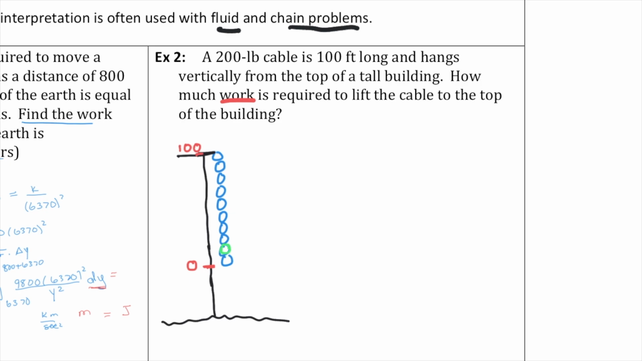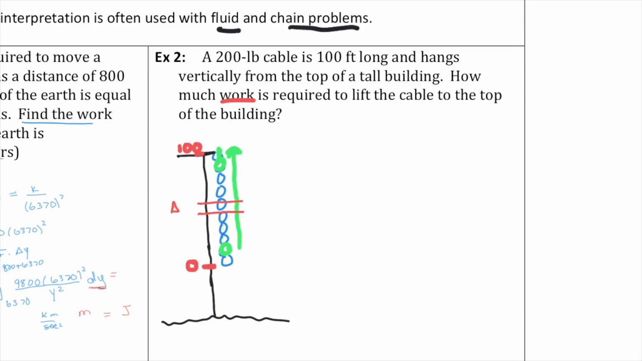Now, here is something for you to consider. The link that I'm drawing right now needs to travel all the way up that distance to get to the top of the building. However, my second link that I have drawn in the picture does not have to travel as far in distance. So the amount of work it takes to get link number 1 to the top of the building is going to be less work than it takes to get my second link to the top of the building.